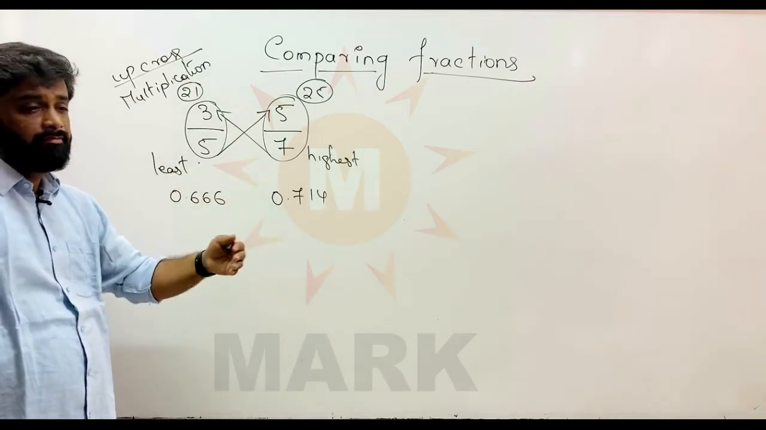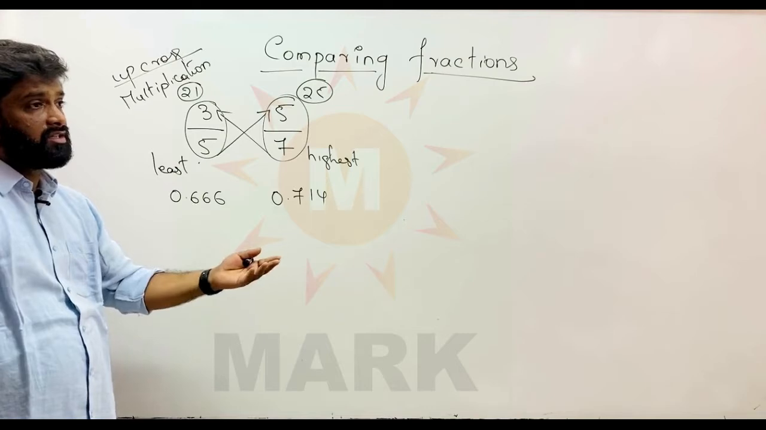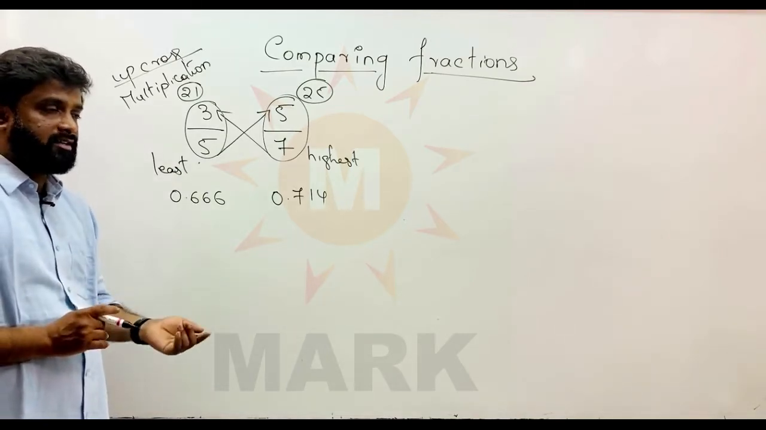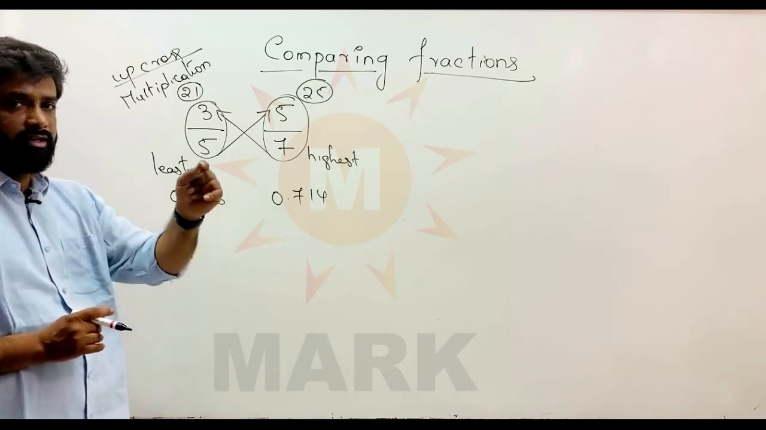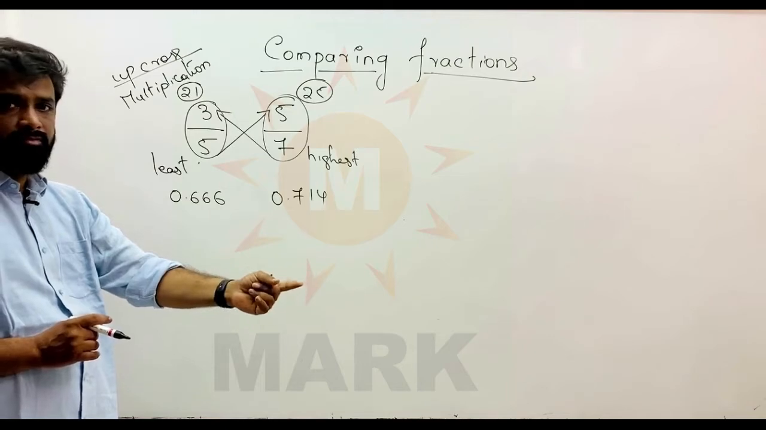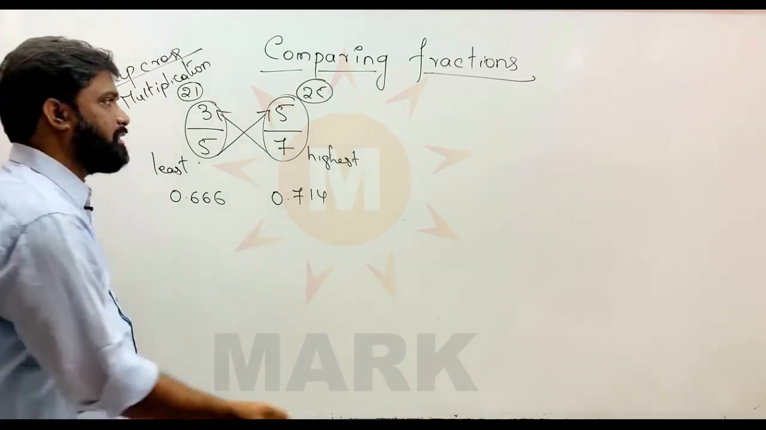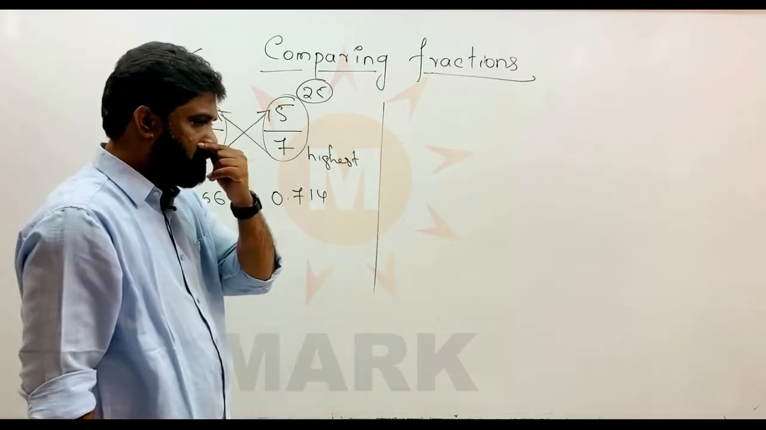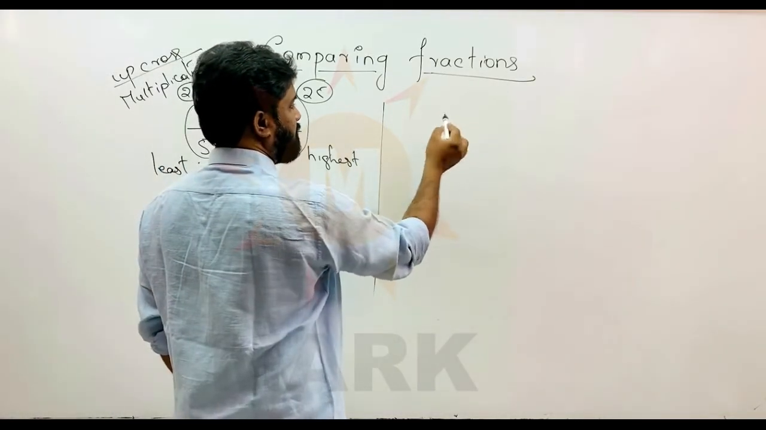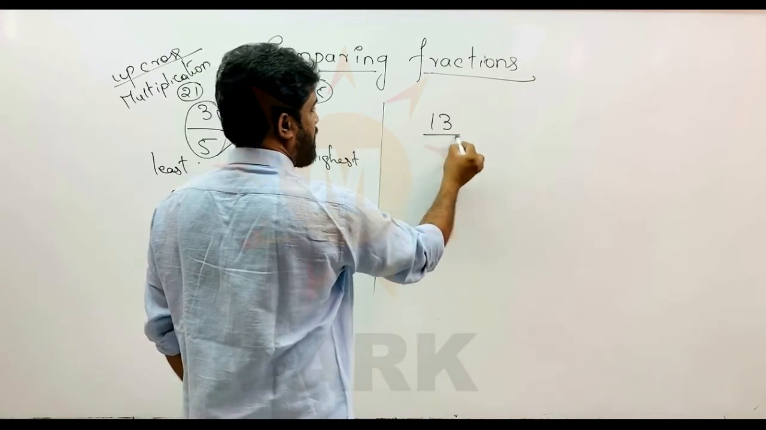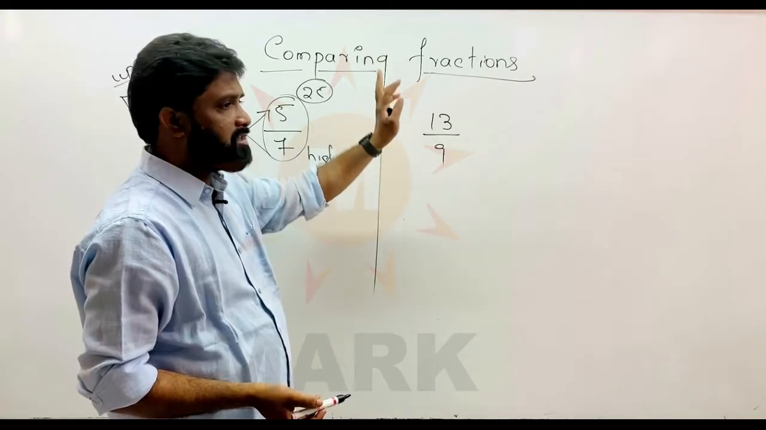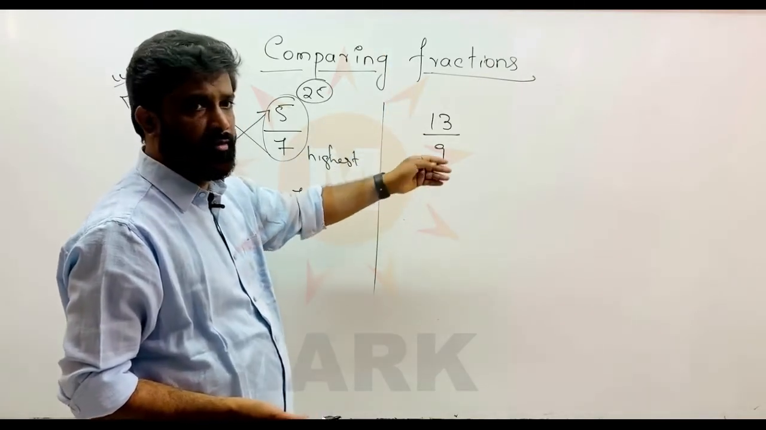In the exams, how they are asking this concept is by giving some improper fractions. That improper fractions you have to convert into mixed fractions. In that mixed fraction, you will get some proper fractions, then you have to compare. For example, just for the sake of practice, suppose there is an improper fraction. Improper fraction means, my dear friends, 13 by 9. This is an improper fraction. Improper fraction means numerator will be higher value and denominator will be of lower value.